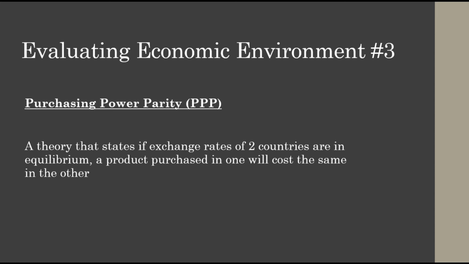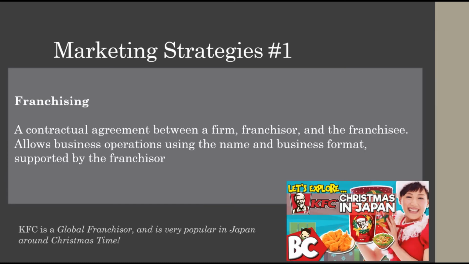To the next topic we will begin. There are different strategies for global markets. I will be covering 4 in this presentation. The first is franchising, a contractual agreement between a firm, franchisor, and franchisee. It allows business operations using the name and business format, supported by the franchisor.